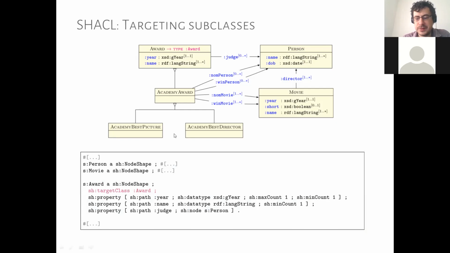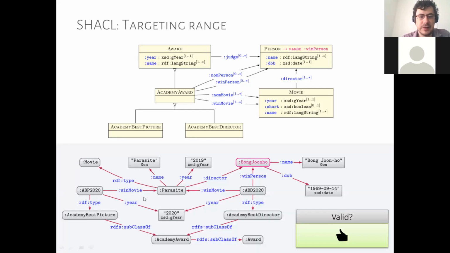We could also target subjects, right? We could target all the subjects of name, for example, which would be Parasite and Bong Joon-ho, or all the subjects of Win Movie, which would be Academy Best Picture 2020 and Academy Best Director 2020. So we can pick the domain range.